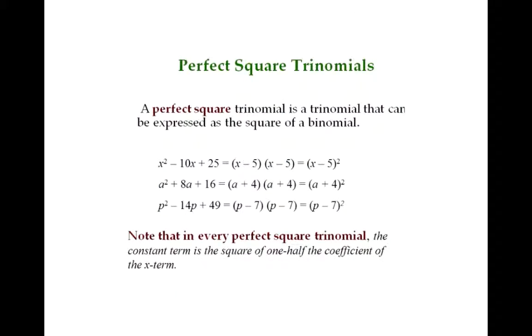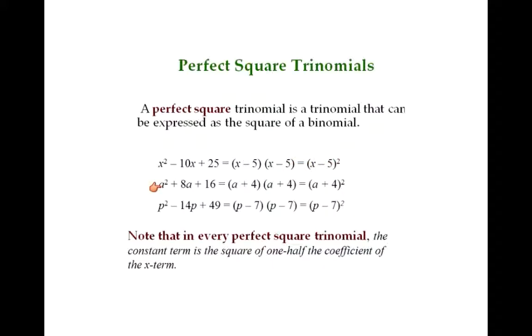Perfect square trinomials. A perfect square trinomial is a trinomial that can be expressed as the square of a binomial. So if I have x squared minus 10x plus 25, if I factor this, I would see that I get x minus 5 times x minus 5, which is x minus 5 squared.